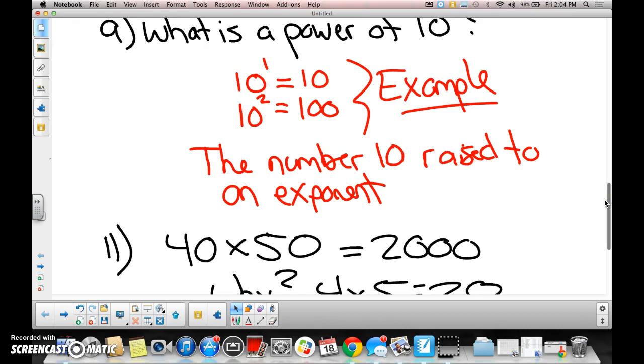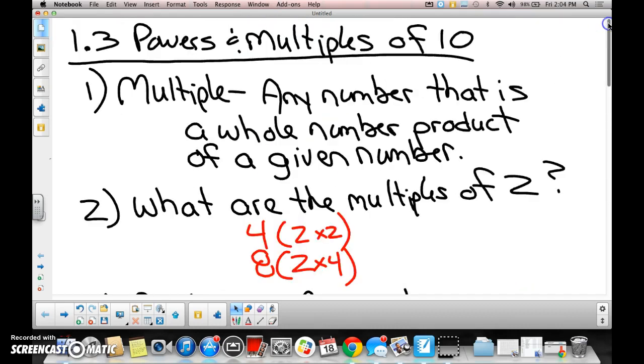Really important when you're dealing with powers and multiples of 10 to understand what the word powers mean, exponents, and what multiples are. A little bit longer of a definition, but as you see on number 1, any number that is a whole number product of a given number. When using powers and multiples of 10, we are doing mental math. Because when you're multiplying by 10, 100, 1,000, 10,000, 100,000, a million, you're simply adding the zeros to the end of that number.